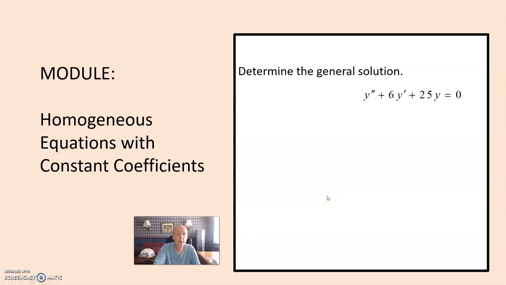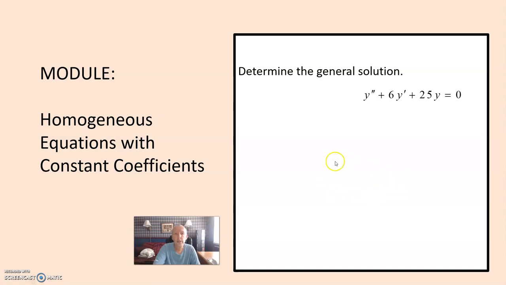In this module, we'll be looking at homogeneous equations that have constant coefficients. Let's jump in and take a look at an example. Here we're going to determine the general solution of the differential equation, the second derivative of y plus 6 times the first derivative of y plus 25y is equal to 0.